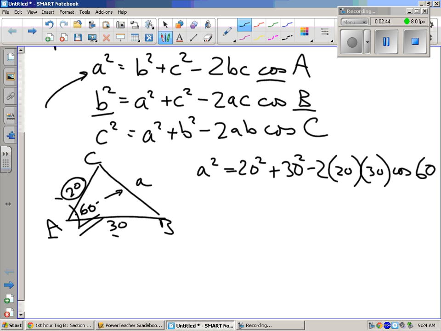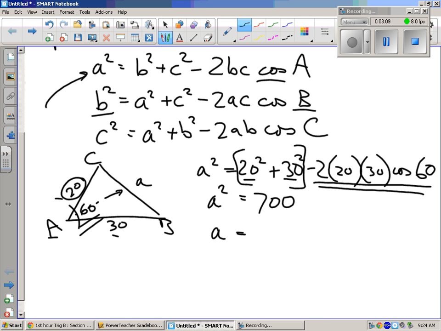Okay, then you just work all that out. Now keep in mind you have to add those two together, then you have to subtract all of this, so be careful how you type it in. You might want to do the parentheses here first, and then minus, and then another big parentheses. So try it and see if you get 700 for the right side. If you do, that's great. And then square root both sides, I get a to be approximately 26.5.